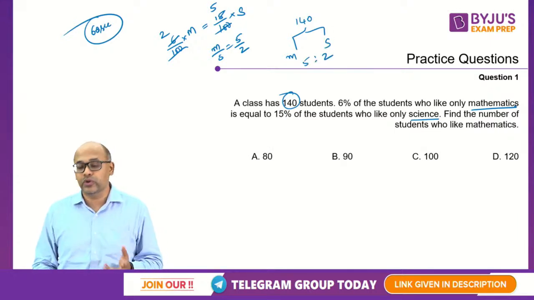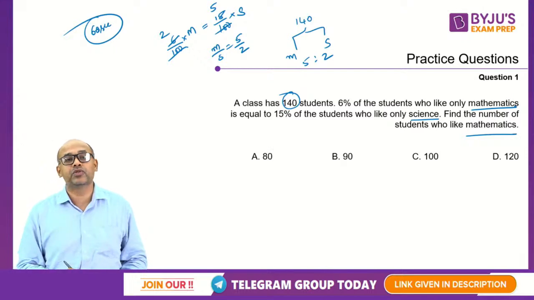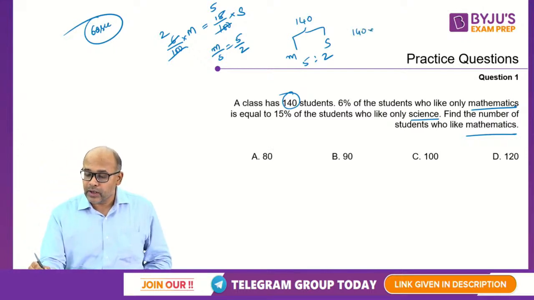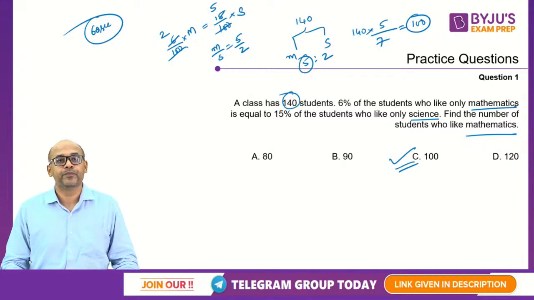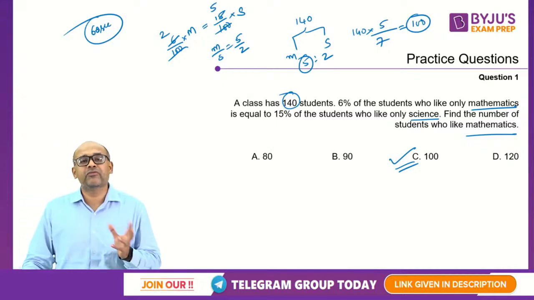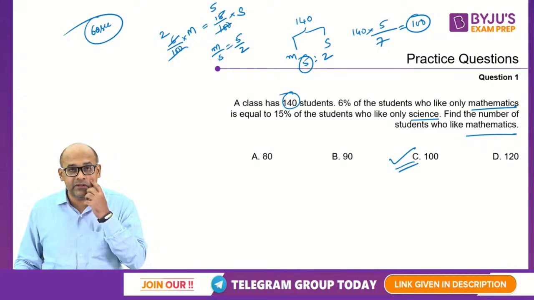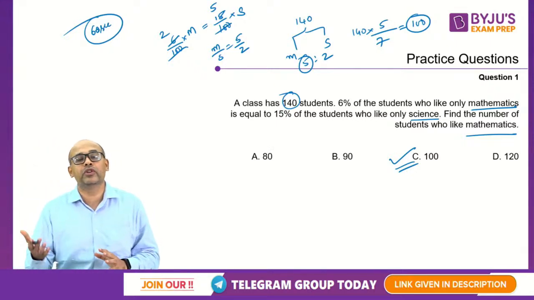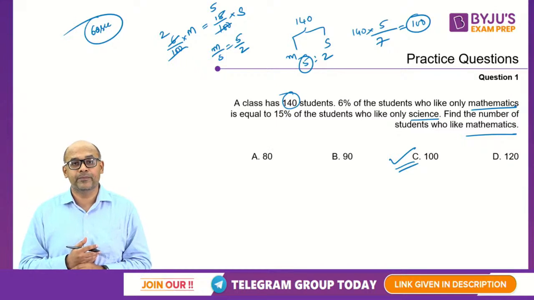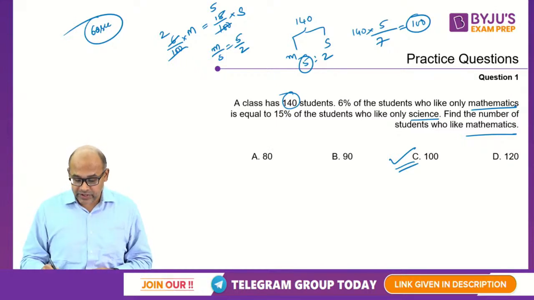So we know how to do this. They're asking us to find the math students. So 140, maths corresponding ratio is 5 by total is 7. So this becomes 100, which is your option number C. Okay, so there's not much of percentage here. We are just using 6% and 15%. So it's a question which basically tests the knowledge of your ratios once again. Let's move on to the next question.